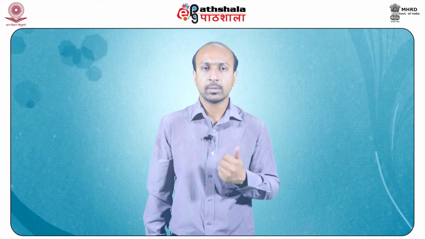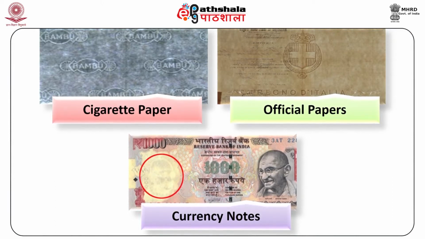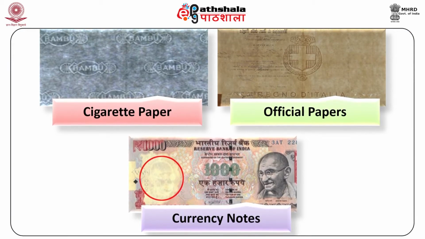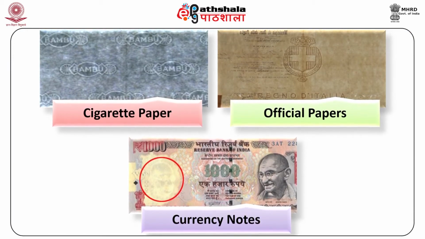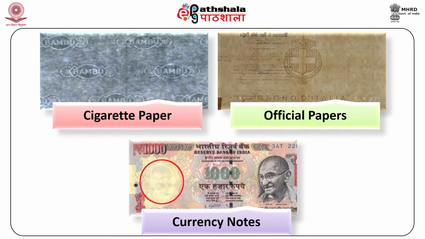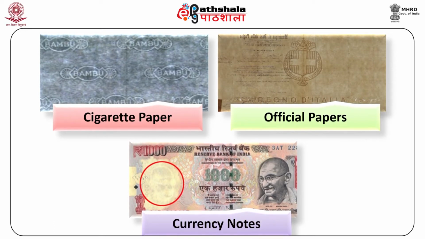Now, in this particular image, you can see the cigarette paper with watermarks. Now, in the next image, you can see official papers with watermarks. Now, the currency note displaying the watermarks in them.